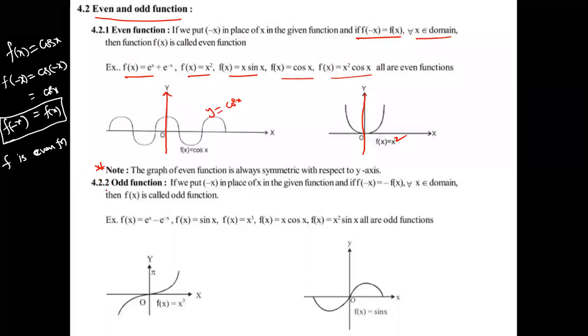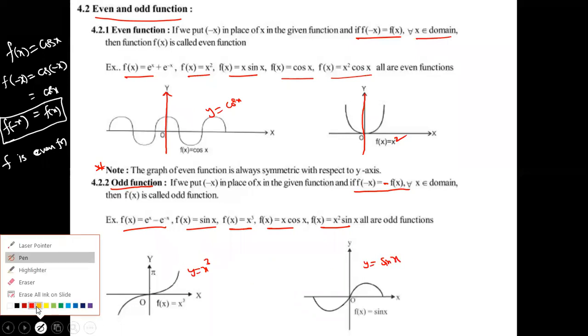Two, odd function. What is that? f of minus x is equal to minus f of x for all x belonging to the domain, then f is called an odd function. This is example one. See the difference here. 2, 3, 4, 5, all are odd functions. This is the graph of y is equal to x cube. This is the graph of y is equal to sin x. This is the graph. Check it.